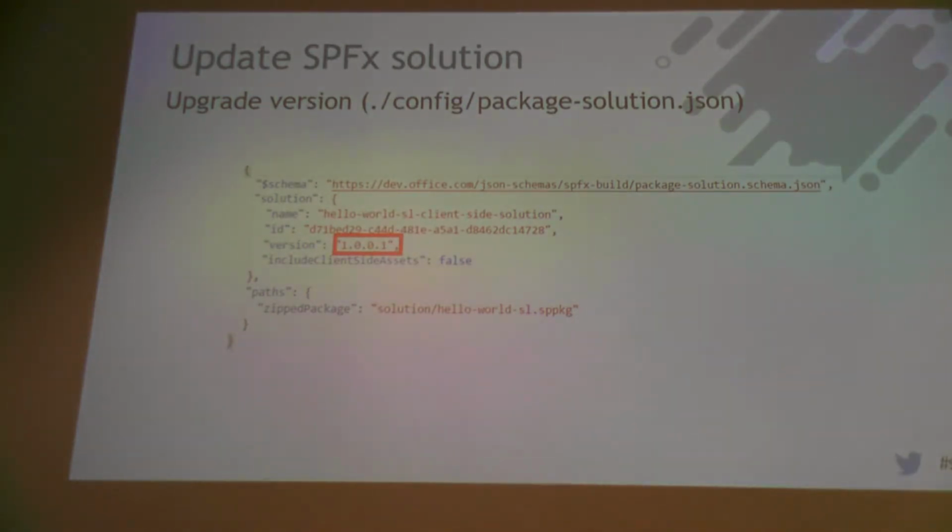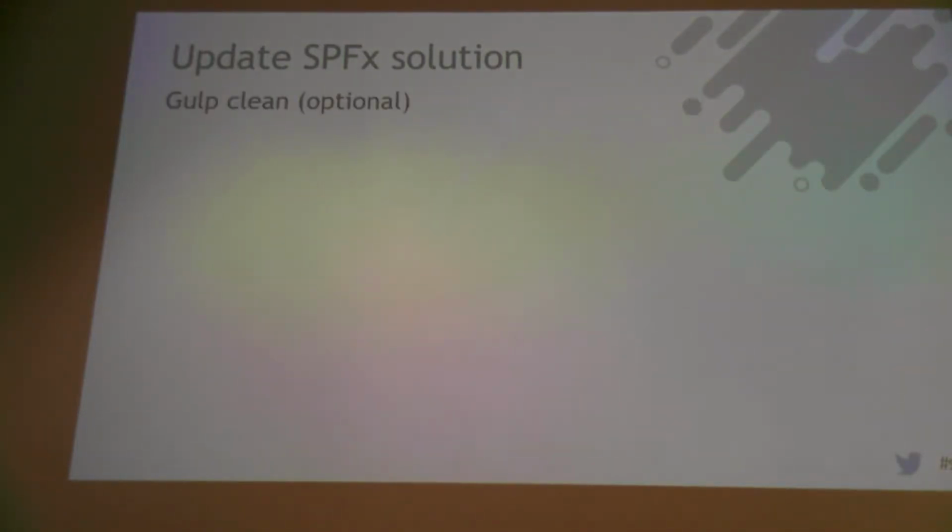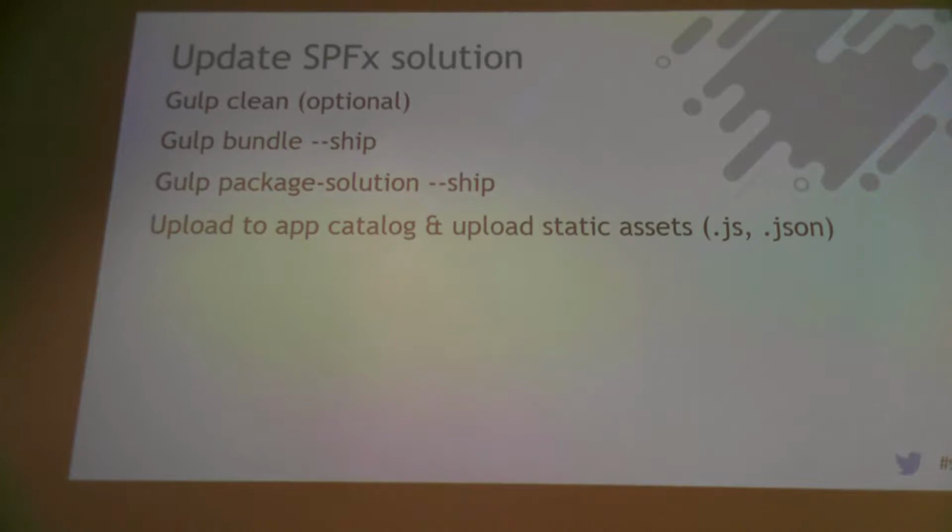Simply upgrade the version. So you have already built something and deployed it, and now you have a newer version available that updated some things. Simply update the version by 1, or if you have specific version numbering, you can do that there. And again, you first go clean, to clean everything up. I didn't do that before, and I had problems. Simply go clean, it will solve everything. It's optional, it's not required, but sometimes you can have problems. Then you again go bundle, package solution, upload your package to the app catalog, and then upload the static asset files.